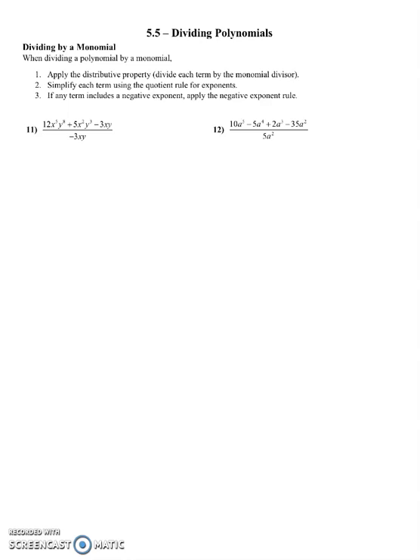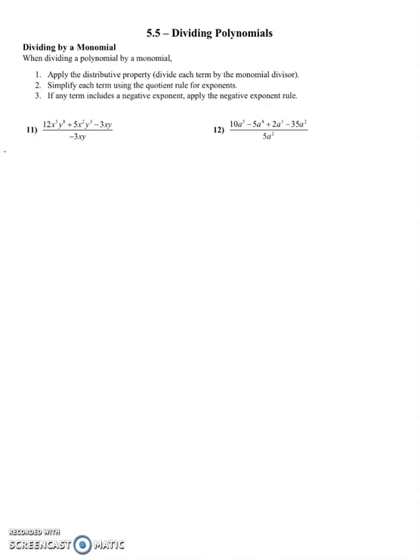So first we apply the distributive property, which means we divide each term by the monomial divisor. Then we simplify each term using the quotient rule for exponents. And then, of course, if any term includes a negative exponent, we apply the negative exponent rule because we don't want negative exponents in our answer.